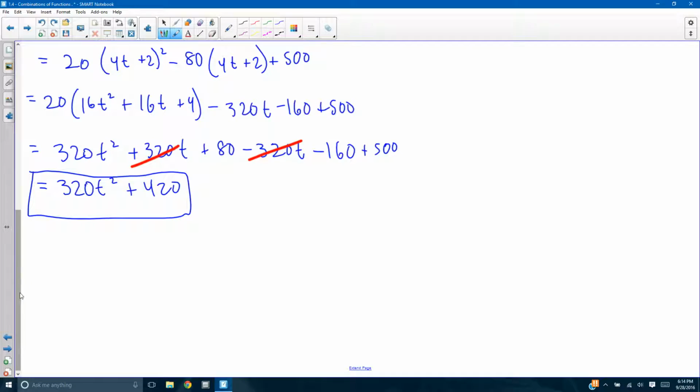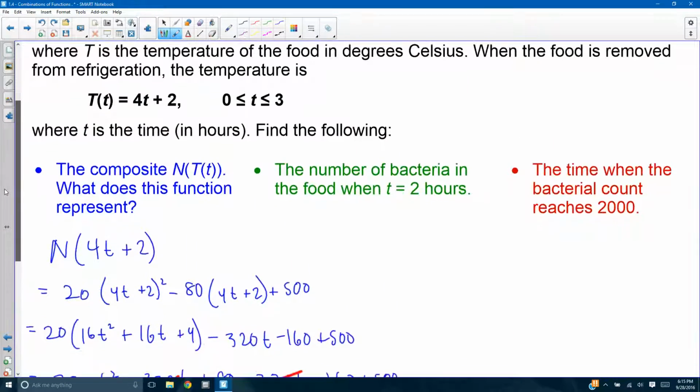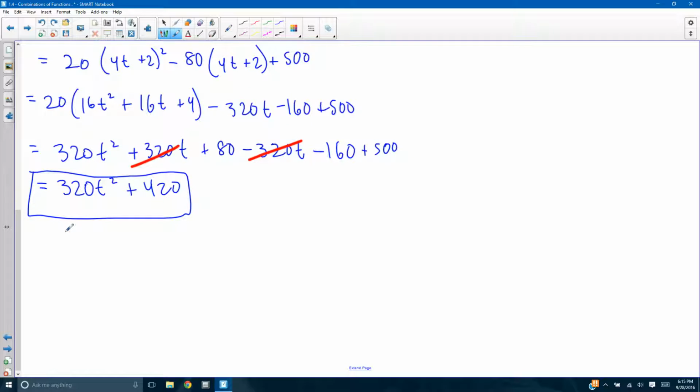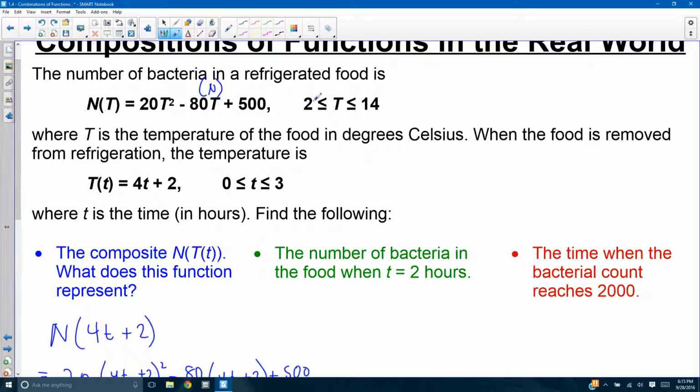Okay, what does this function represent? I want to show you in a couple different ways and see if it'll actually make sense with what we're talking about. Little t is the time, the amount of hours that your food is spent out of the fridge. If we do 0 hours out of the fridge, there will be 420 bacteria in our food, which I guess seems weird. I don't want to eat dinner tonight now. But 420 bacteria in the food, if we take it out of the fridge at its coldest possible temperature we can do.